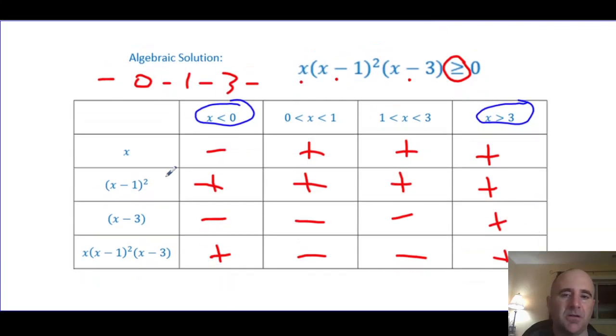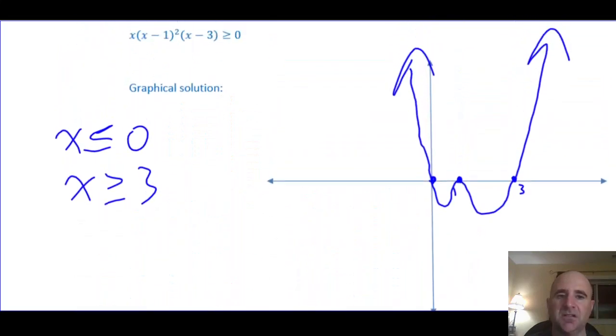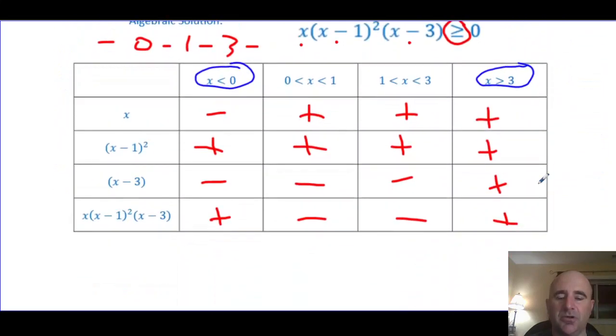So this algebraic method is very important going forward because it's really the best way to solve rational inequalities, in some ways the only way. Graphing rational functions can be done, but it's difficult as you've seen. And so when we solve a rational inequality, we tend to do something like this table here. So let's move on to that next.